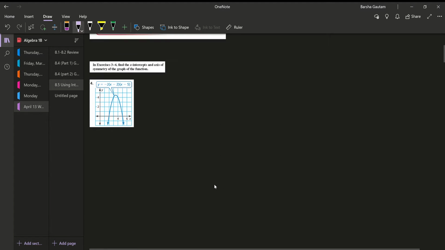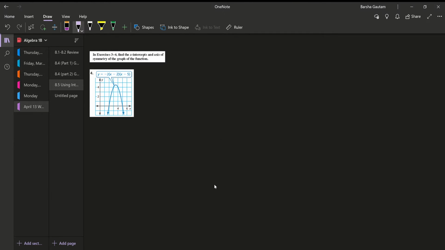Alright, so let's begin. So let's start with the first one. In exercises 3 to 6, and we're doing number 4 for this one only, find the x-intercepts and axis of symmetry of the graph of the function. So for this one, what we want to start off with is figure out what p is equal to and what q is equal to. Go ahead and pause the video if you need to.